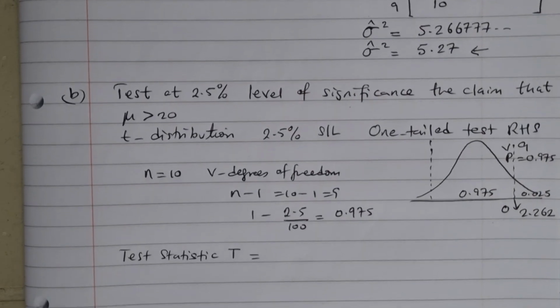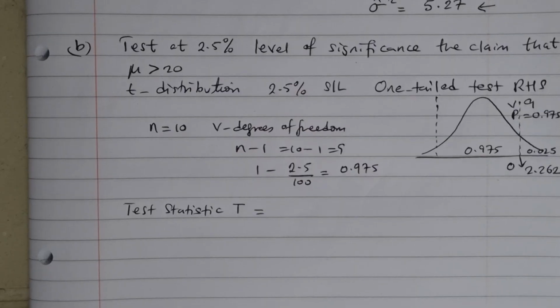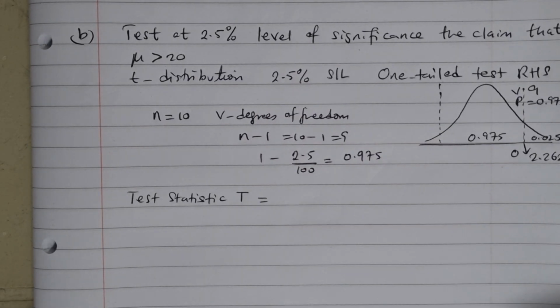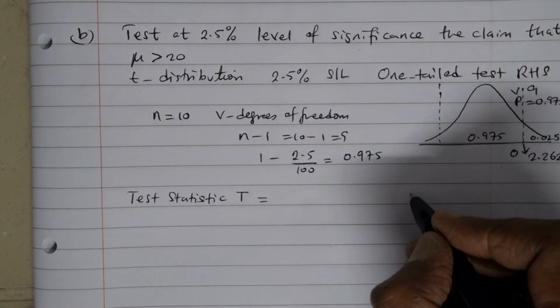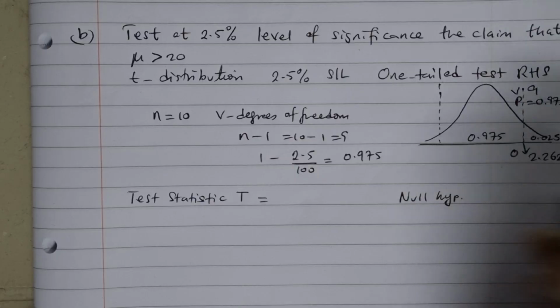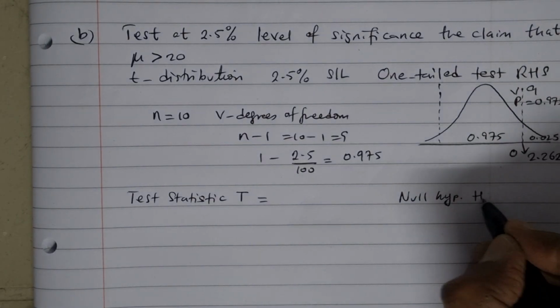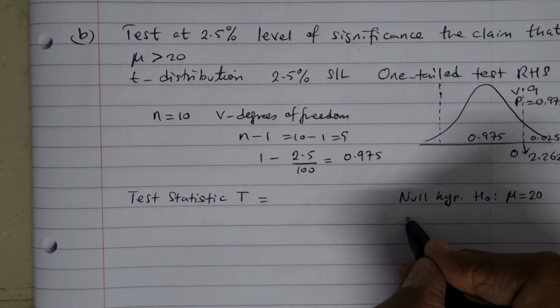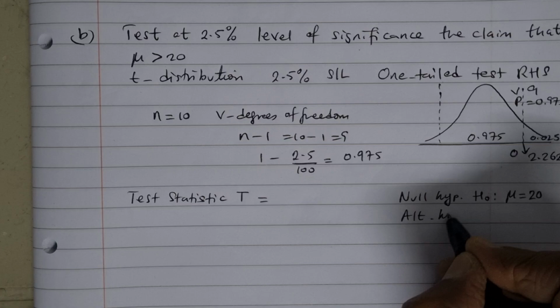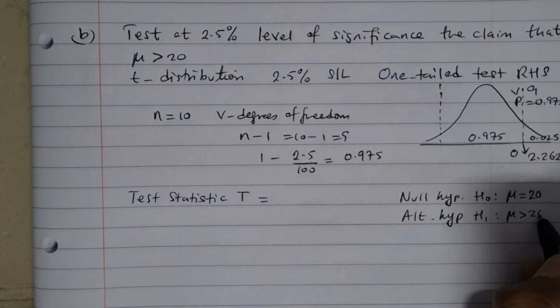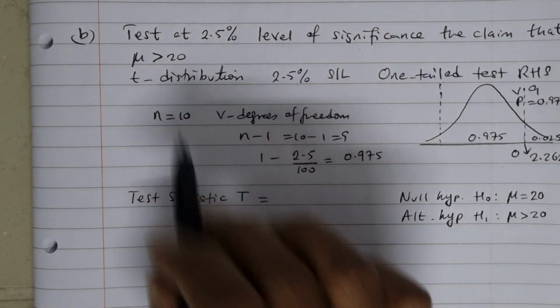I also need to find the test statistic, and before I do this, I'm going to formulate my hypotheses. So I have the null hypothesis, H0, such that the mean is equal to 20, because that's what's been given in the question. And for the alternative hypothesis, H1, the mean should be greater than 20. That's what they want, greater than 20.